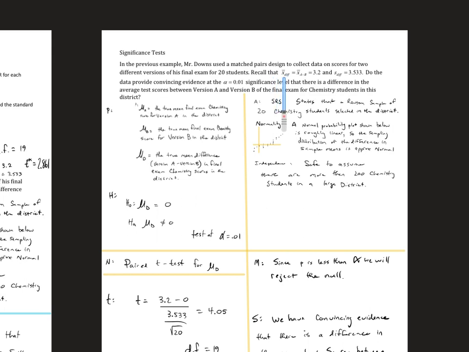So recall that we had the sample difference equal to 3.2, the standard deviation was 3.533. The question is, do the data provide convincing evidence at the 1% significance level that there is a difference in the average test scores between version A and version B of the final exam for chemistry students in this district?